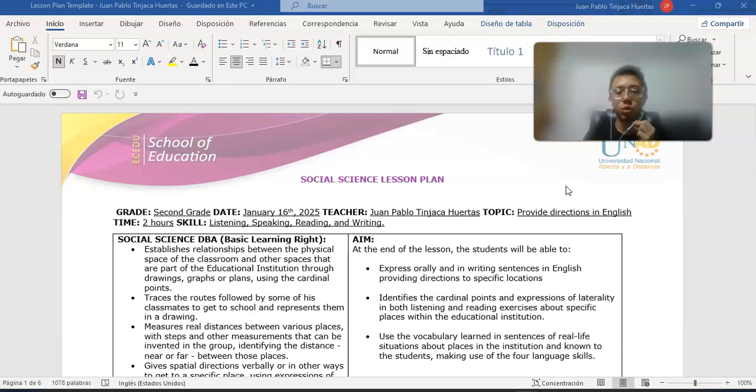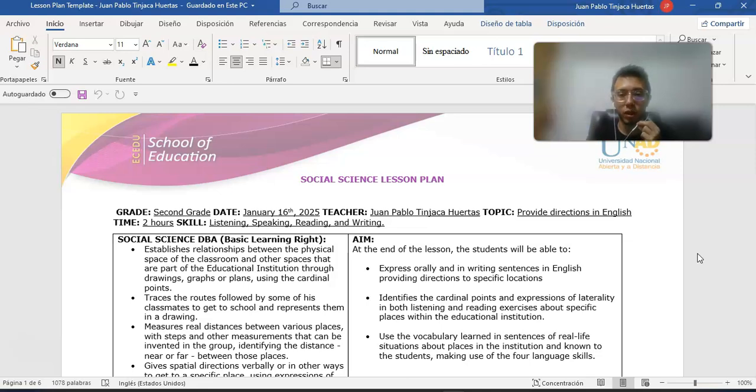The second thing is to identify what the cardinal points and the expressions of laterality are, in both listening and reading exercises about specific places or specific locations within the educational institution. That means how to get to a specific location within the school. And the last objective that I want to talk about is to use the vocabulary learned in sentences or real life situations.